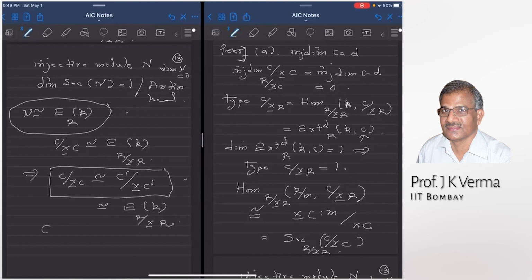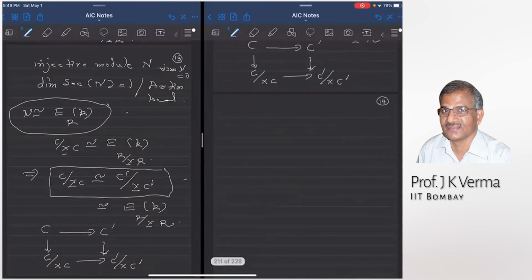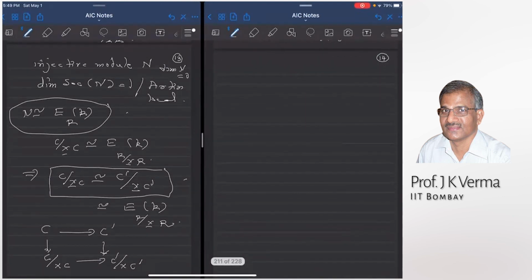So we are trying to produce an isomorphism from C to C prime. What we have got is an isomorphism from C mod XC to C prime mod XC prime. And we want to lift this map to an isomorphism from C to C prime. Okay, so how do we do that? Yeah, but we now have both are maximal Cohen-Macaulay modules.